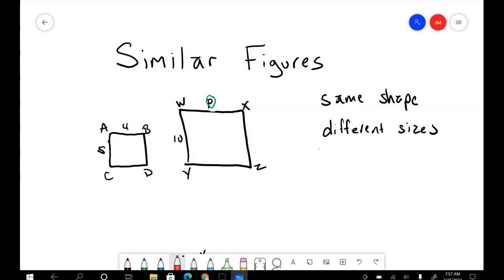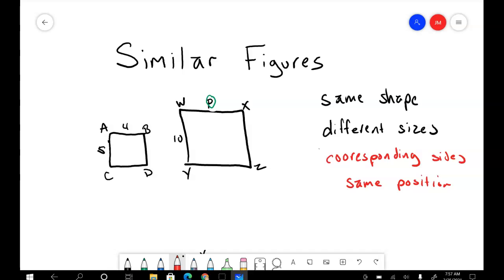A corresponding side means, and I'm going to write that down for you, corresponding sides mean that they are in the same position. Now, that's kind of a strange idea, but here's how it works. And this is not a perfect example, but it works pretty well.